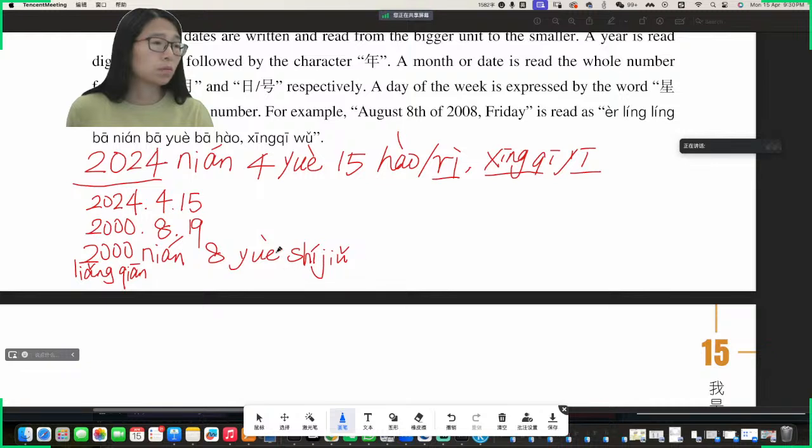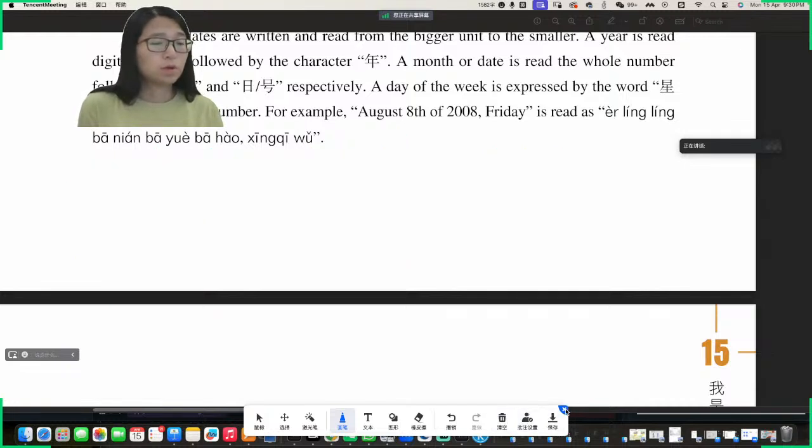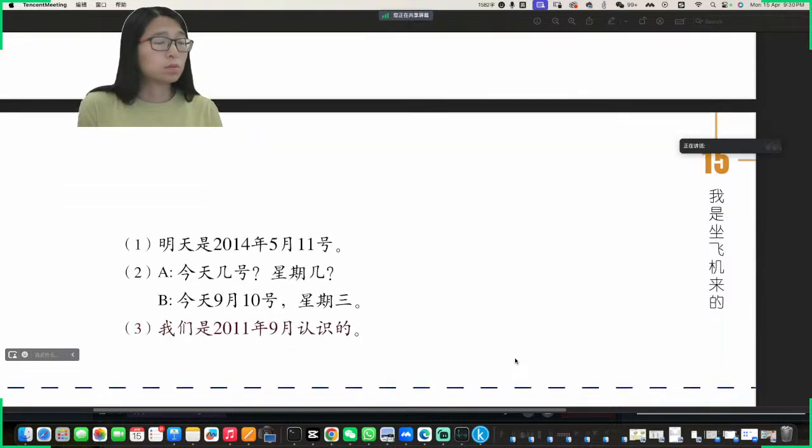十九, right, pinyin here, 十九, and then you can say 号日, that is the Chinese way. Very easy, I think. You can use it very well, because we just use a very logical way.